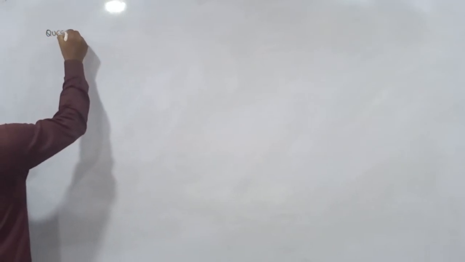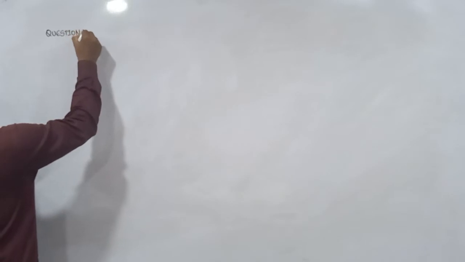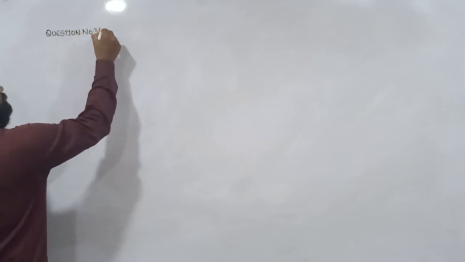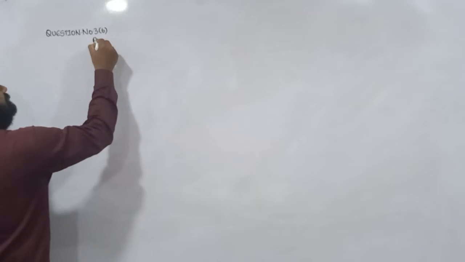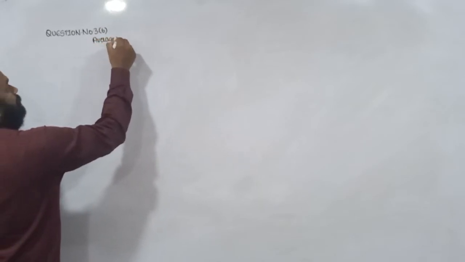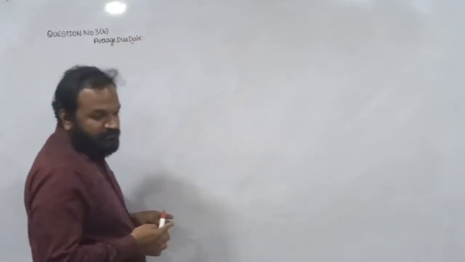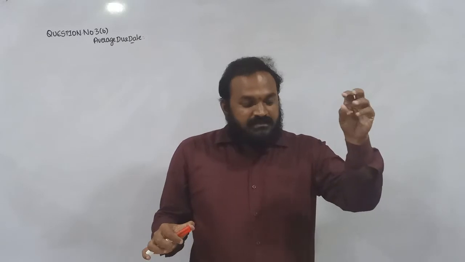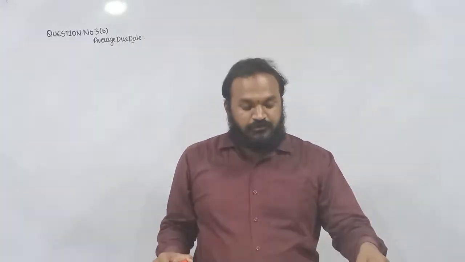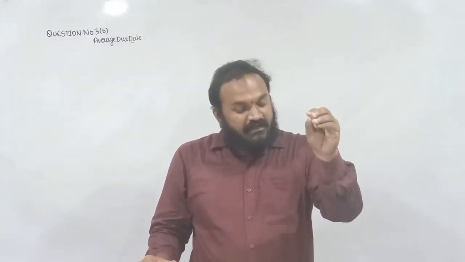So question number 3B is the question on average due date, boys and girls, right? So the question is Mr. Grow and Mr. Green have the following mutual dealings. They decide to settle their account on the average due date.